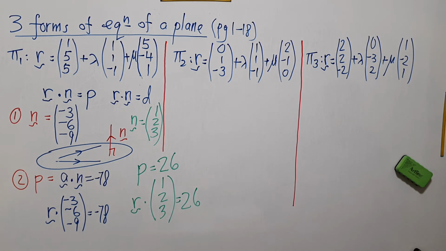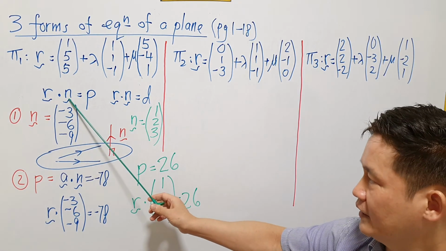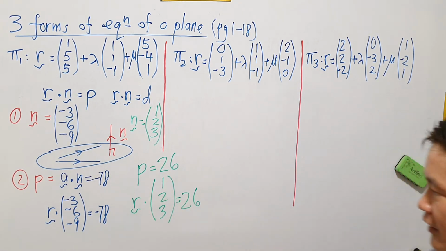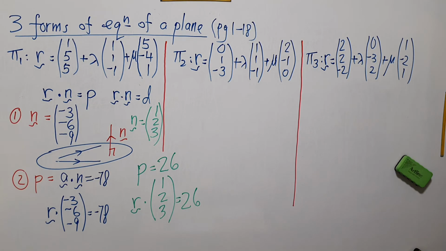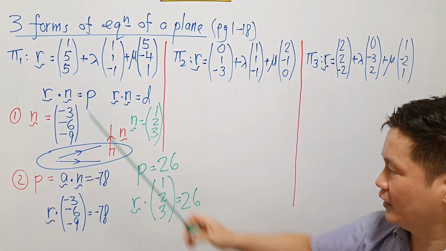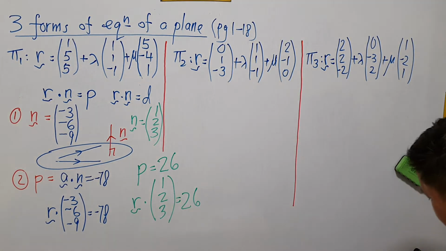So this is how you can find the equation of the same plane in a different form, and this form is called the dot product form. So why is it dot product? For obvious reason, it's called r dot n equals the number. There's a dot product here. So I have found my equation of plane pi 1 in dot product form.